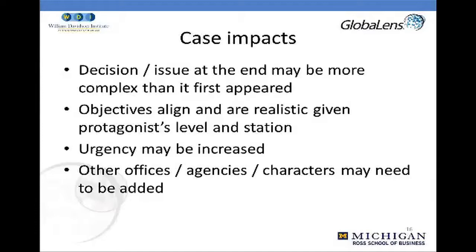Another thing that this tends to do, we found, is it tends to increase the urgency the students feel because they see that the objectives are appropriate and that the decisions are appropriate. The final thing that this may do is it may cause you to make your case study a little more complex by adding other offices, other secondary protagonists and agencies and characters into the case study that will increase the richness and the depth of the case study.